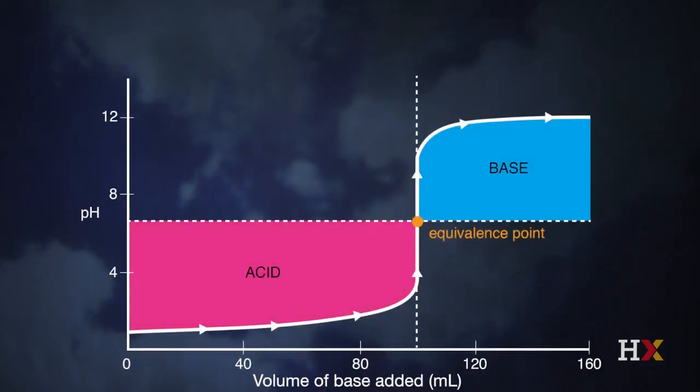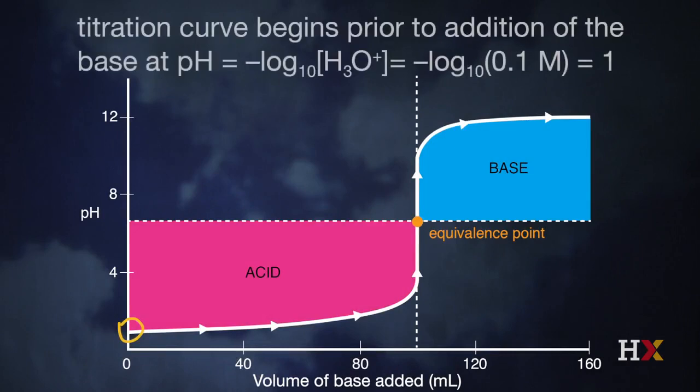So the titration curve begins with its initial condition in the acid, with a pH calculated directly from the concentration of H3O plus. And as we said before, the H3O plus concentration is equal to 0.1 molar. Well, that means that we can simply calculate the pH by taking minus log to the base 10 of that concentration. So minus log to the base 10 of a tenth molar is exactly 1. So we start out with a pH of 1 before we've added any base to this combination.